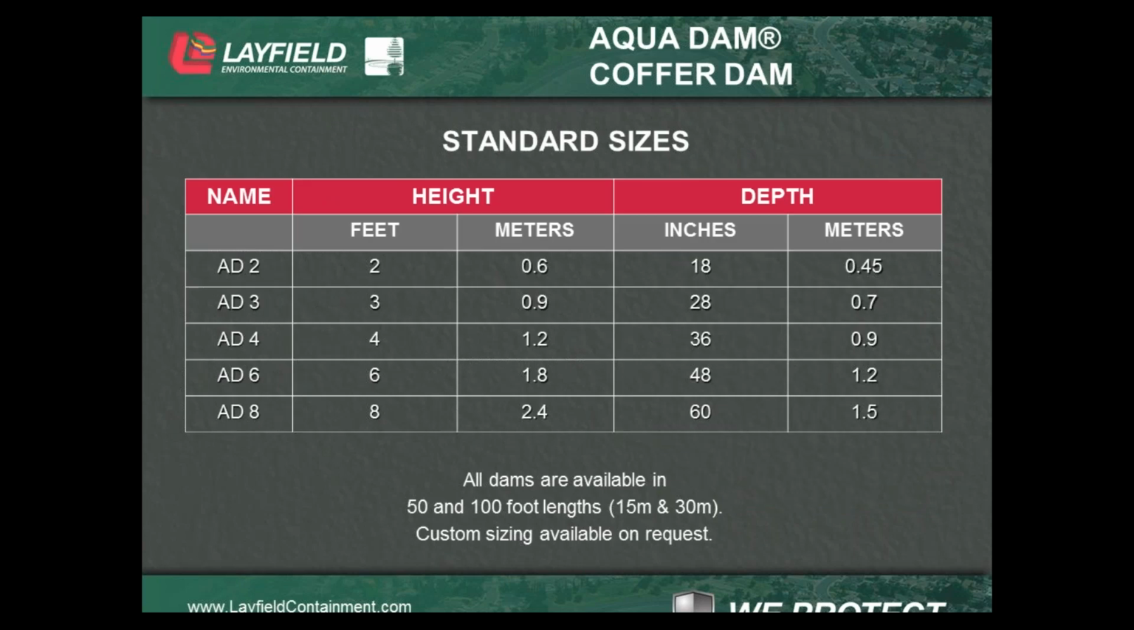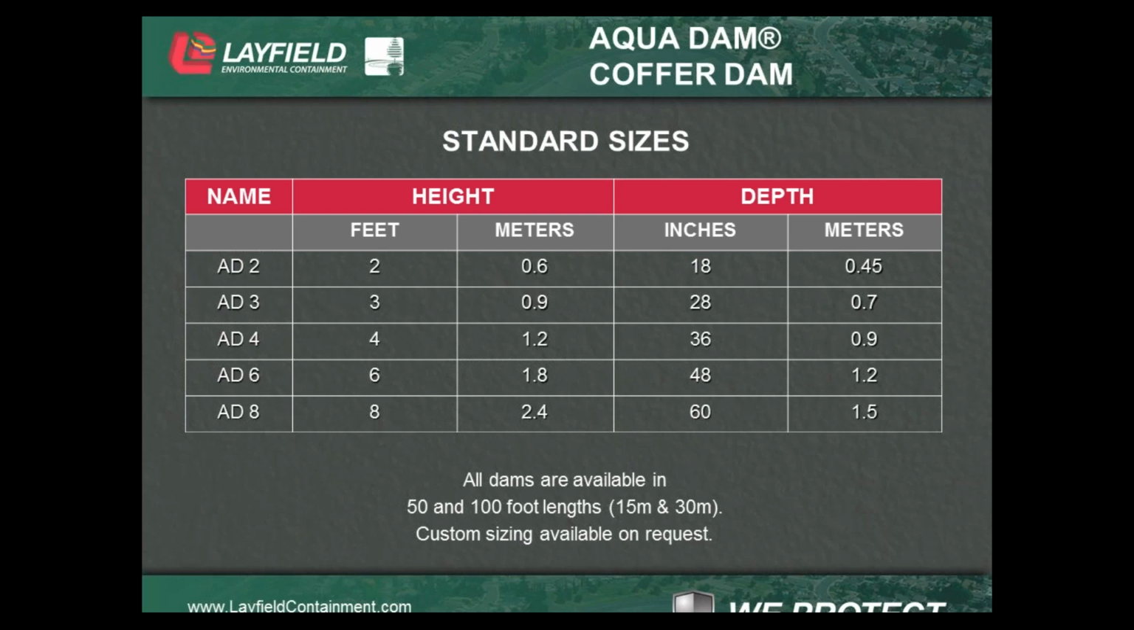Our standard sizes for Aqua Dams are 2-foot high, which protects against 18 inches of water, 3-foot high, which protects against 28 inches of water, 4-foot high, which protects against 36 inches of water, 6-foot high, good for 48 inches of water, and the 8-foot tall Aqua Dam is good for 60 inches of water. Again, these are our standard sizes that we have in stock. They come in lengths of 50 and 100 feet.